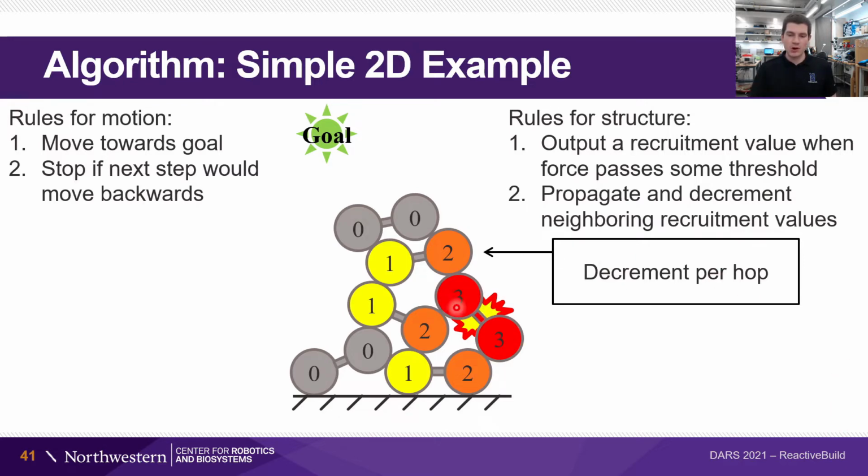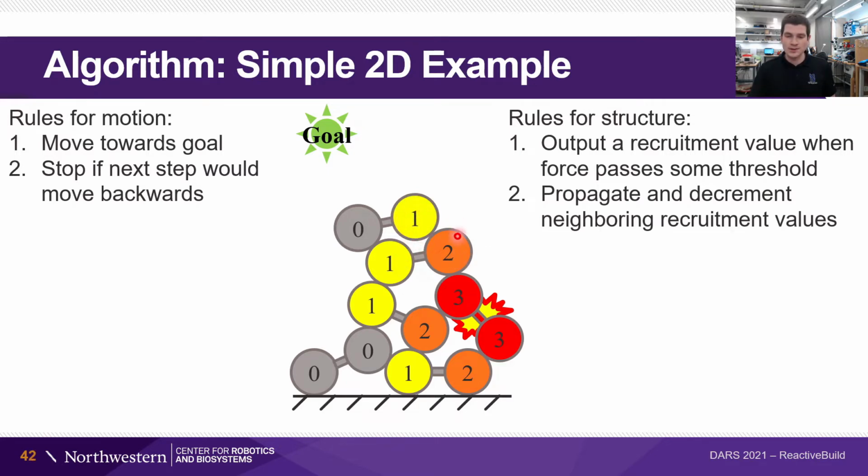So we see that this robot has sent out the 3. This neighboring robot sees the 3, decrements to 2. Across the robot, decrements to 1. And then, of course, this one sees the 2, decrements to 1. Then it kind of peters out to 0.